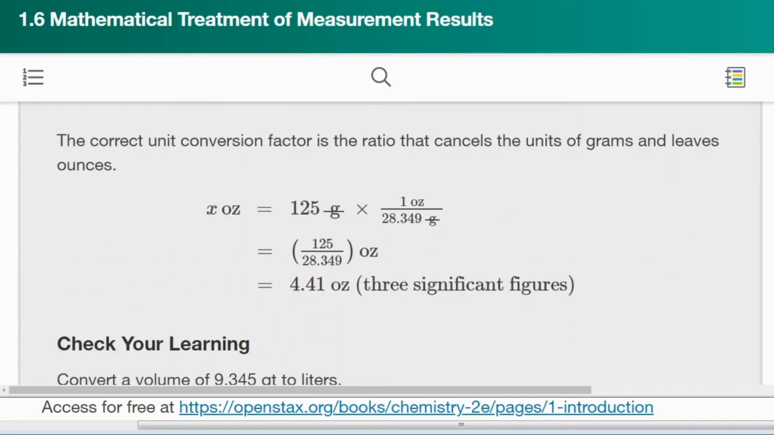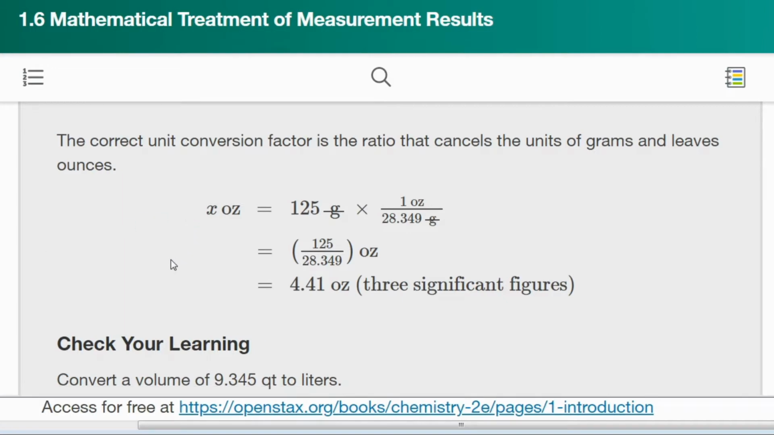The correct unit conversion factor is the ratio that cancels the units of grams and leaves ounces. So if the desired quantity is to be expressed in ounces, this is the way to check. Okay, so I'm going to emphasize again, this is going to be easier if you actually work through the problems and just play with it a little bit. Trying to learn things in the abstract can be challenging.